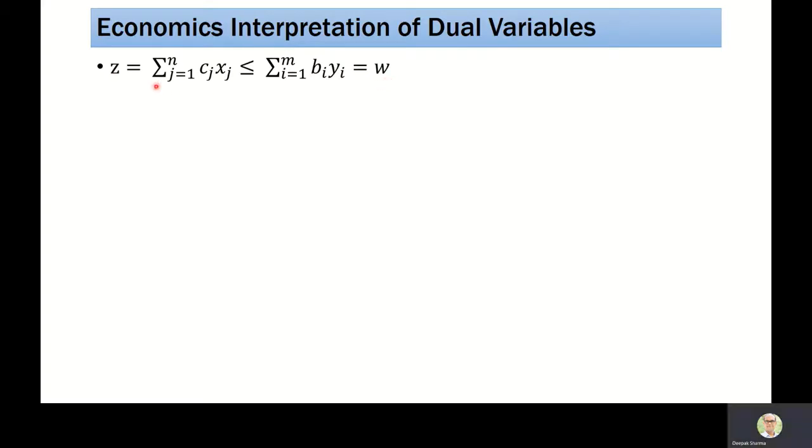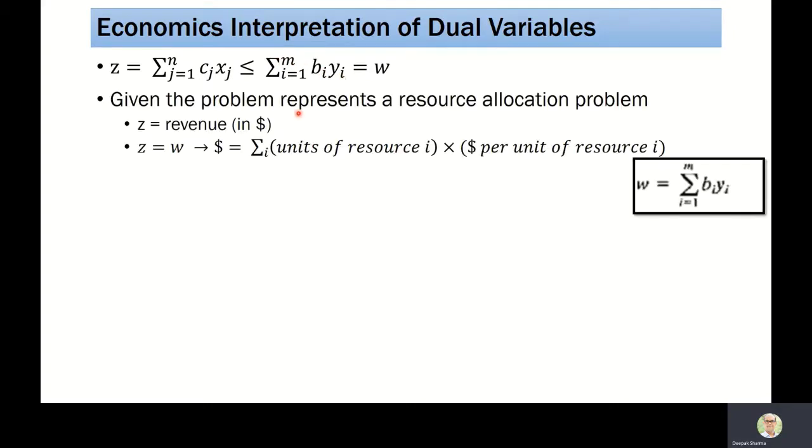Now let us write the equation of z. It is the summation of j equal to 1 to n, meaning all variables, of the cost cj into xj. This is smaller than or equal to the summation for i equal to 1 to m, where m is the number of constraints, of bi and yi. Let us understand this.